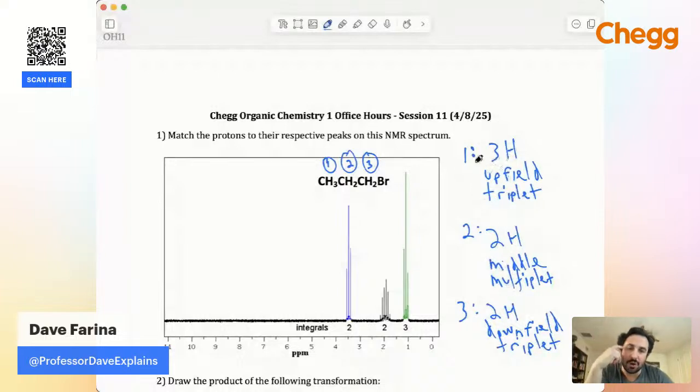So do we have a 3H upfield triplet? Yes, we do. Right there. It's the only one integrated to 3. It is a triplet, and it is the most upfield. So that's certainly going to be number 1.